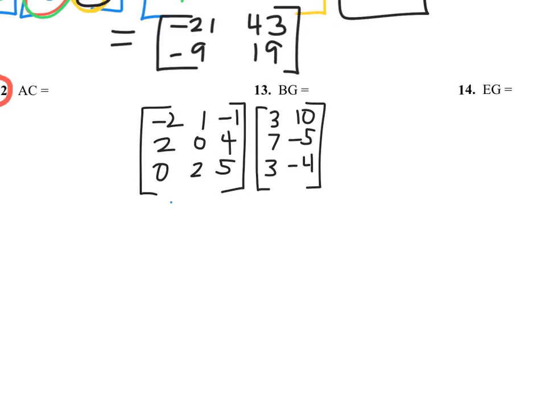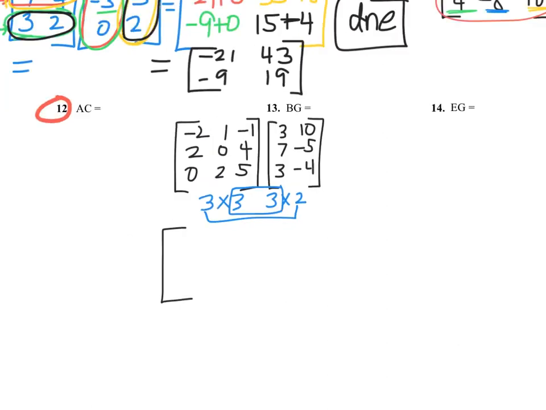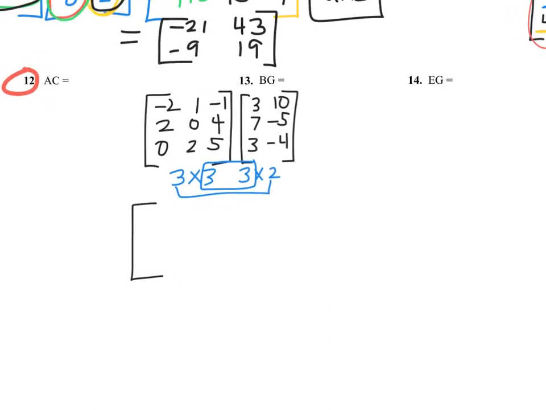So this one right here is a 3 by 3, and this one is 3 rows, 2 columns. It's a 3 by 2. So we're good to go on the matrices, and then we're going to end up with a 3 by 2. Okay? All right, so let's do it. Remember, always go across and down. So we're going across the first row, down the first column. That's going to give us our first row, first column in our new matrix.